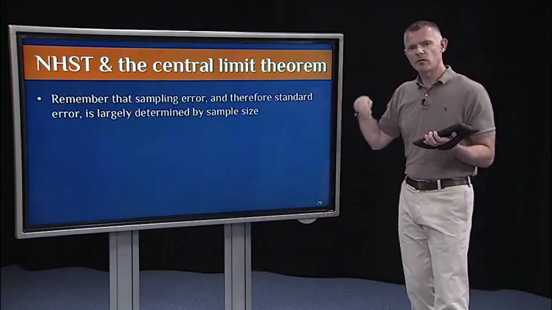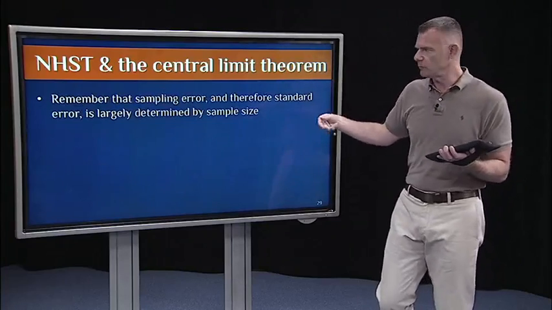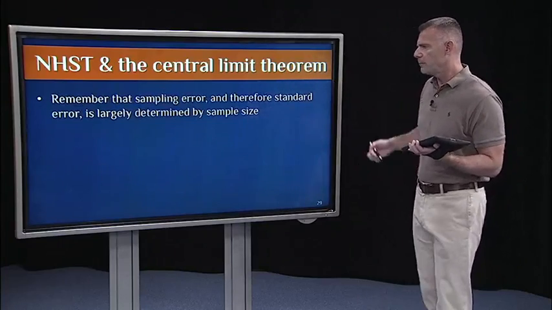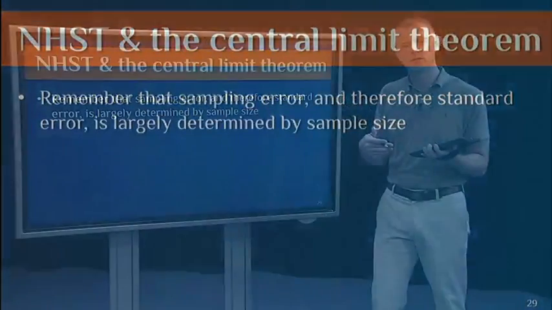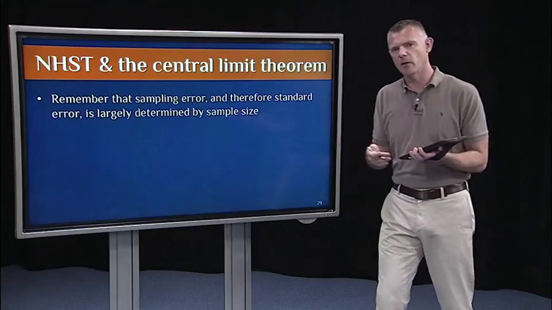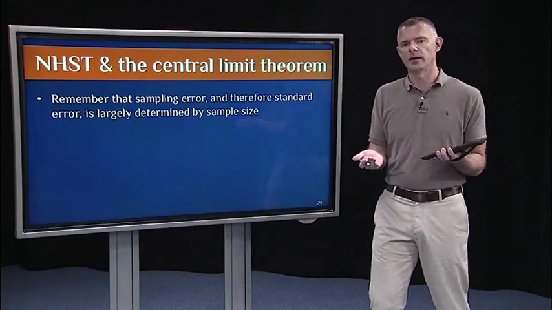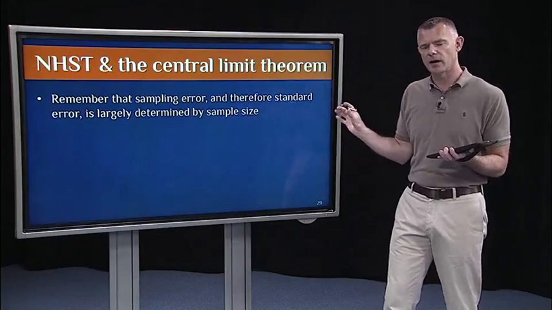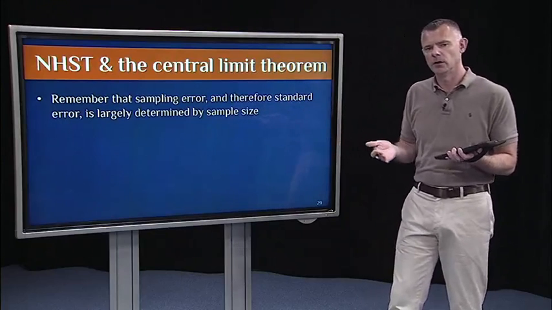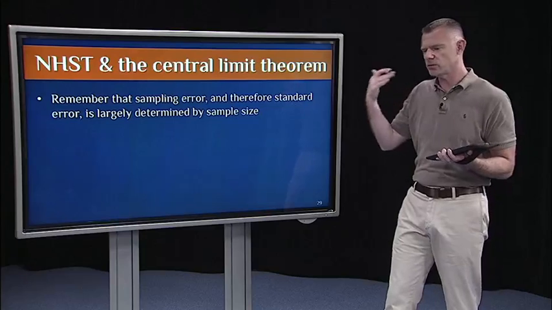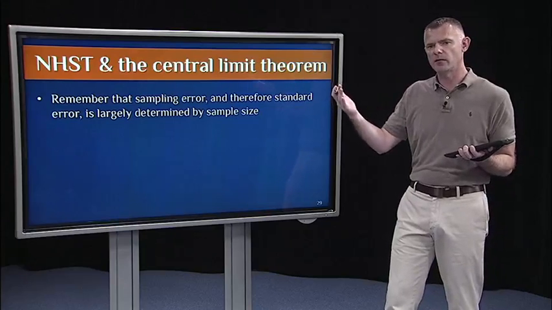Now remember, I want to reiterate at the end of this segment, I'm wrapping up here, sampling error, therefore standard error, is largely determined by sample size. Right? We went over this when we talked about sampling, way back when I introduced the notion of sampling error and defined standard error as the average amount of sampling error. Right? And this should just be conceptually easy to wrap your head around.